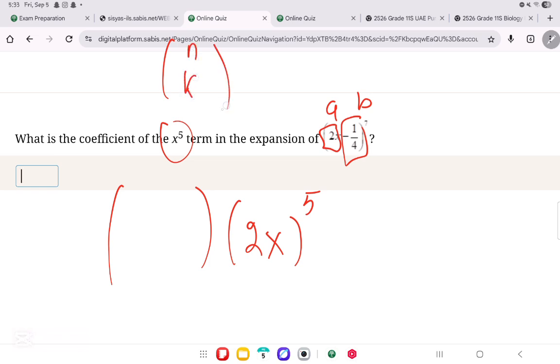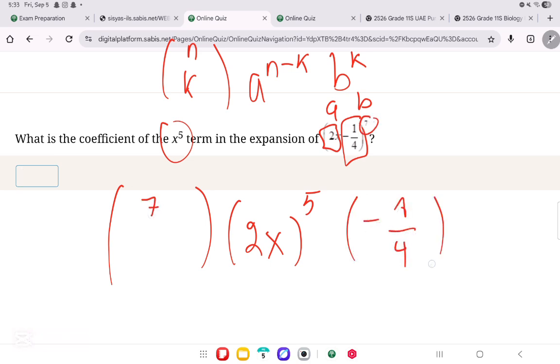Why? Because what's the general rule? It's nCk times a to the power of n minus k times b to the power of k, right? So in this case our n is 7 and our k we need to find. Then our b in this case is minus 1 over 4. What will be the exponent of minus 1 over 4? It's going to be 2. Why? Because 7 minus 5 is 2. And that means our k is 2. Now all you need to do is put it on the calculator.